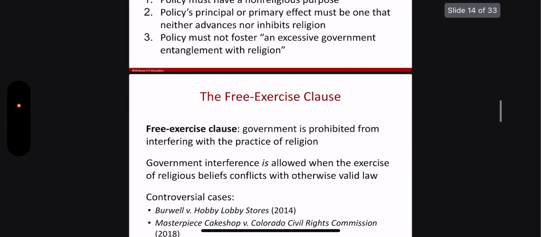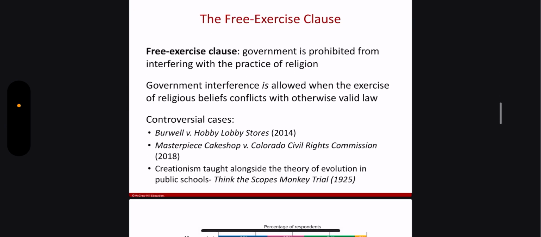Okay, so the free exercise. Well, what does that mean? That means that the government is prohibited from interfering with the practice of your religion. Okay, government interference is allowed when the exercise of religious beliefs conflicts with otherwise valid law. Okay, think back, human sacrifice. Can't murder people, can't sacrifice people. There's been some very controversial cases in the last 10 years or so. One of which is Burwell versus Hobby Lobby.